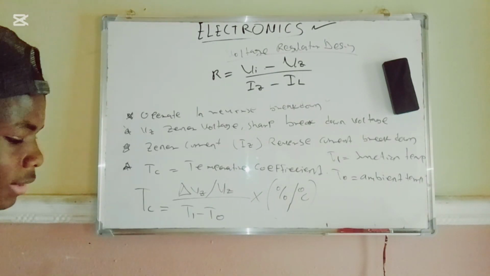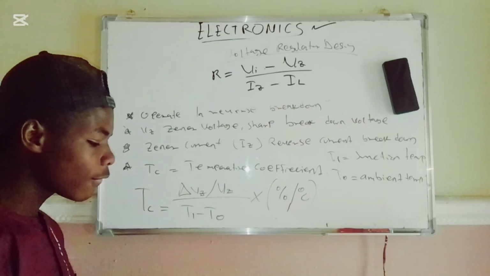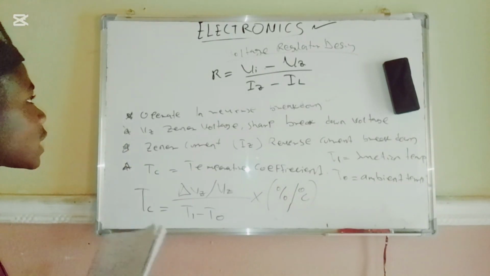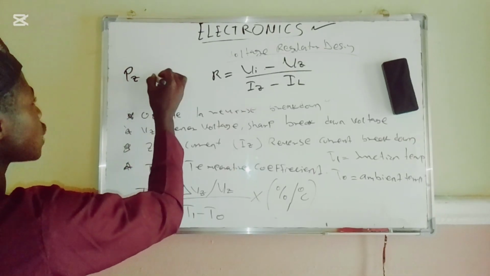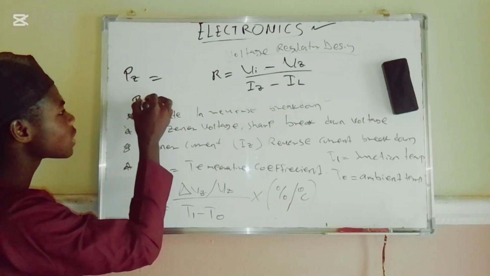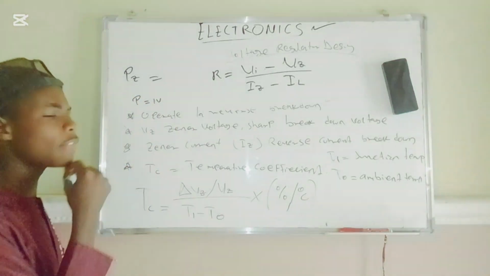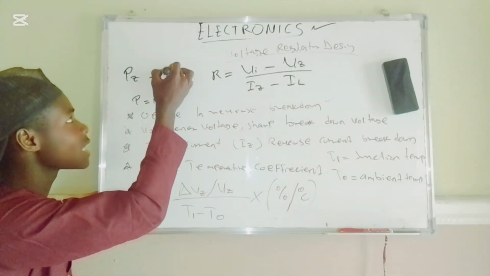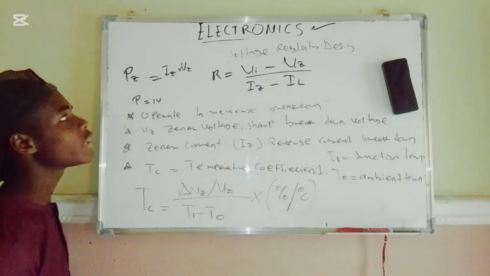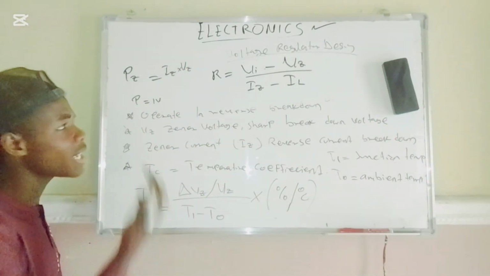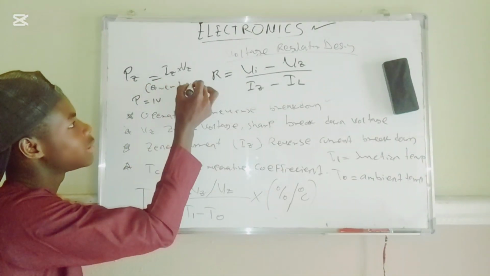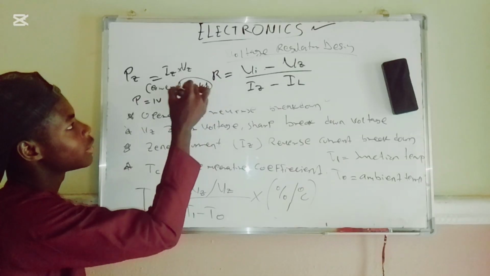There is something that I want you to know: the value of PZ, which is the dissipated power. We all know that power equals I times V. So if I am asked to find PZ, it is IZ multiplied by VZ, which gives me PZ, the power dissipated.